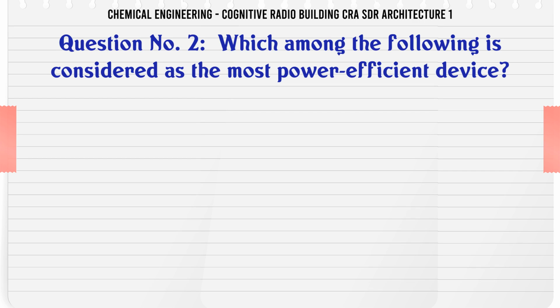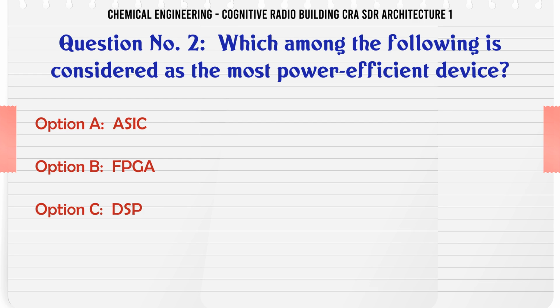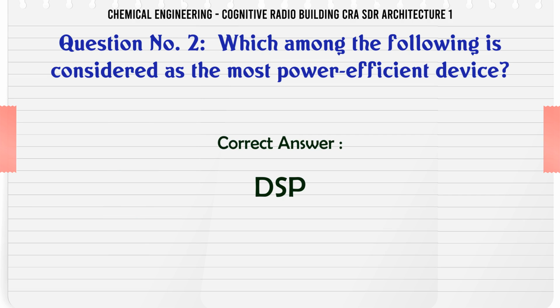Which among the following is considered as the most power-efficient device? A. ASIC. B. FPGA. C. DSP. D. GPP. The correct answer is DSP.